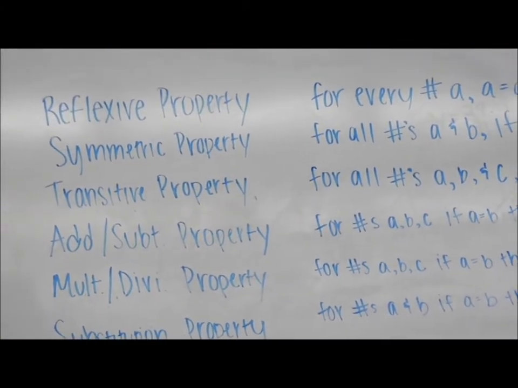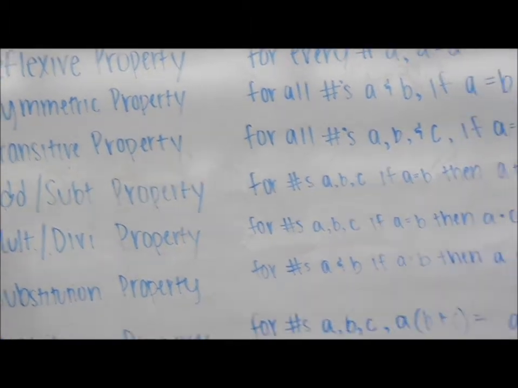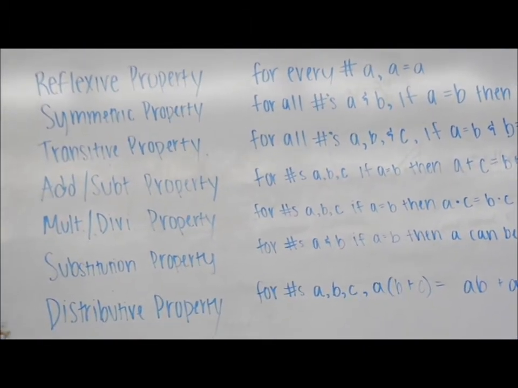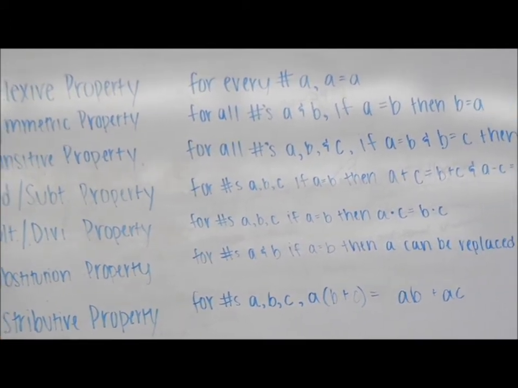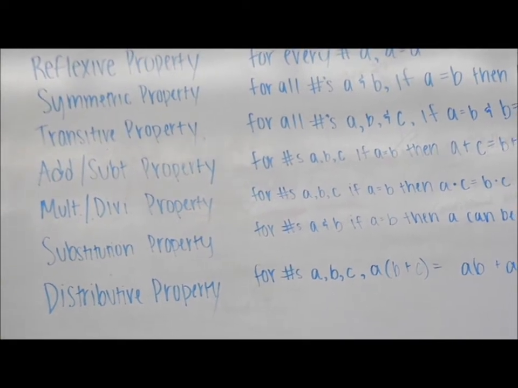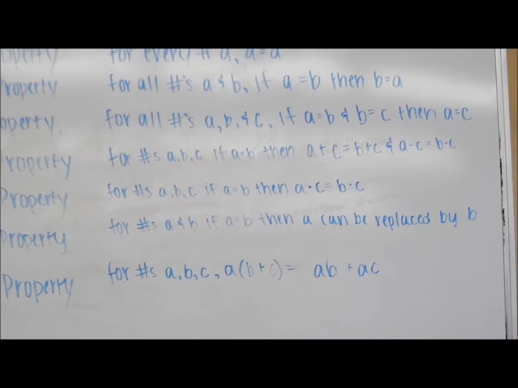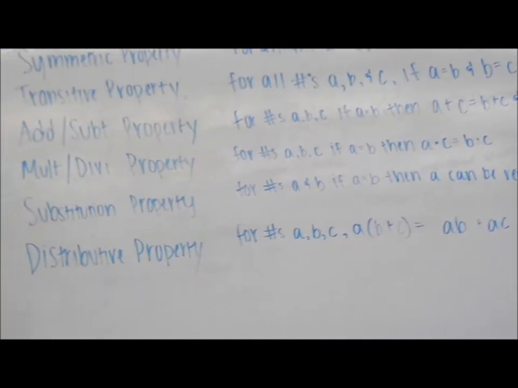Okay, first is the reflexive property, and it's for every number A equals A. And then there's the symmetric property, and for all numbers A and B, if A equals B, then B equals A. And then the transitive property for all numbers A, B, and C, if A equals B and B equals C, that means A equals C.